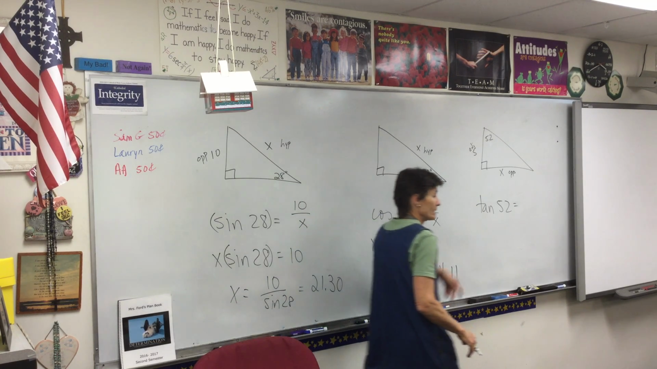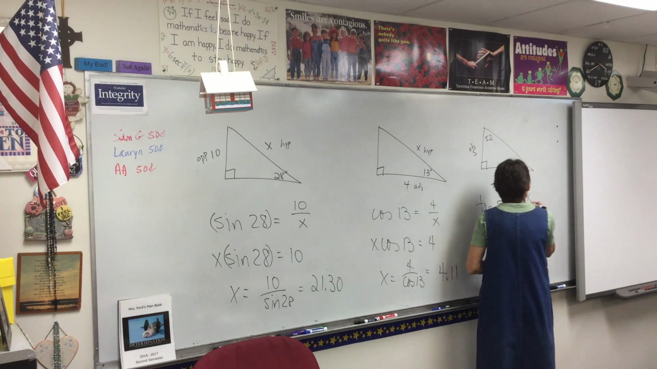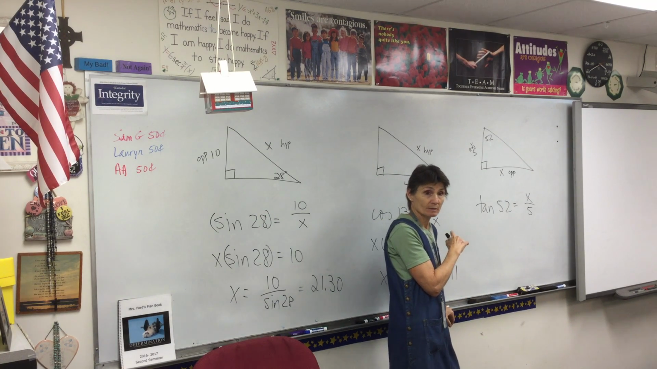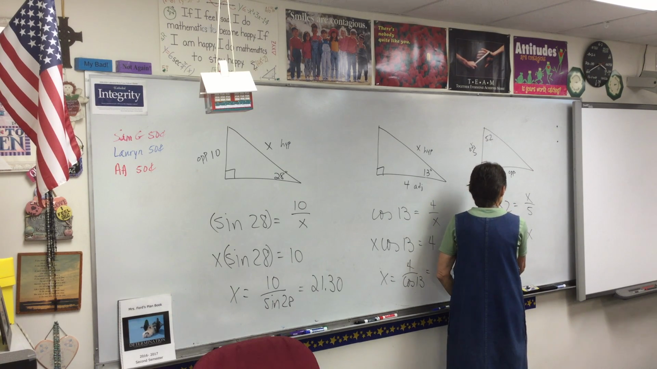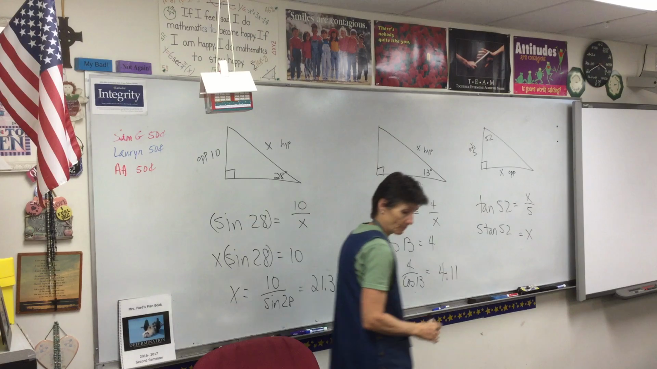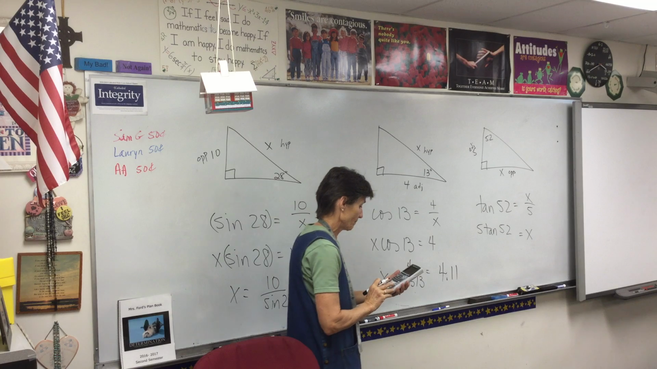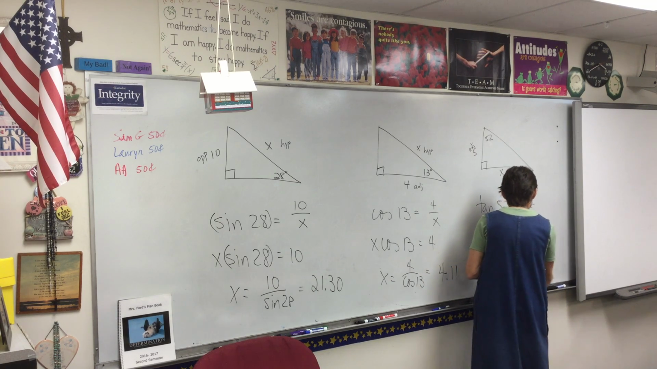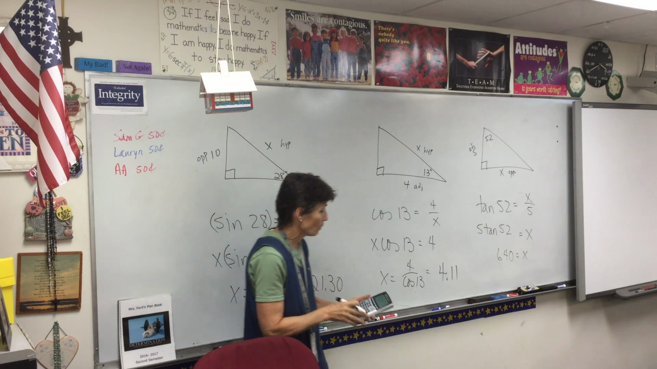And what is tangent going to equal in this problem? X over 5. Well, this time I'll bring the 5 over. So x equals 5 tan 52. And I will go to my calculator and type in 5 tan 52. And I get 6.4 basically. It's 6.3997, so 6.4.